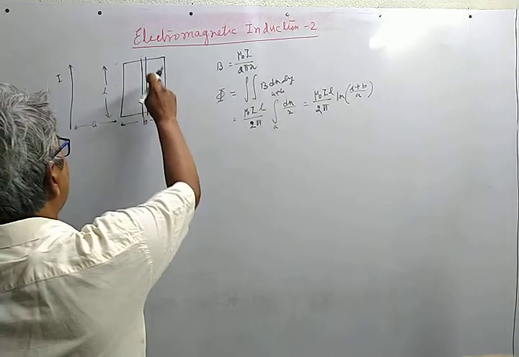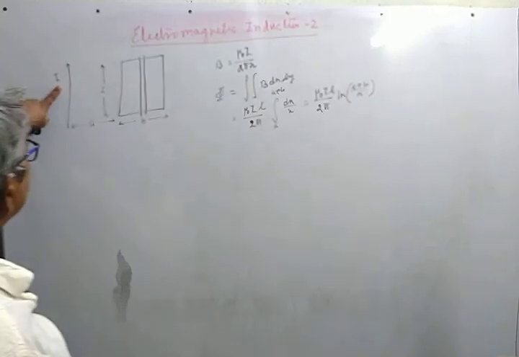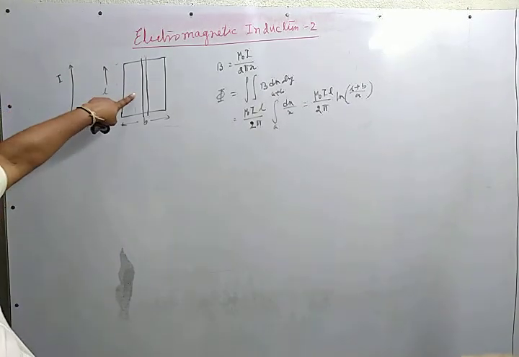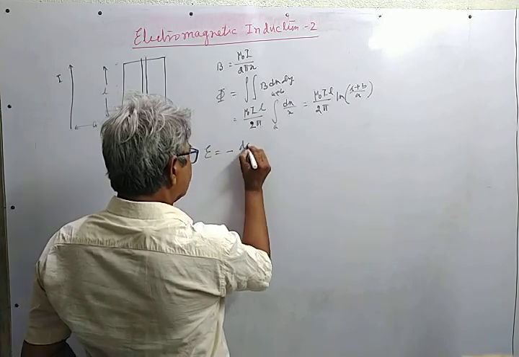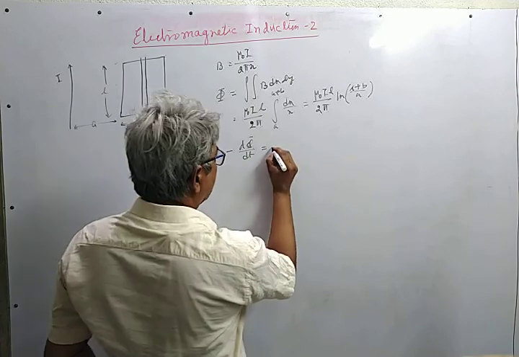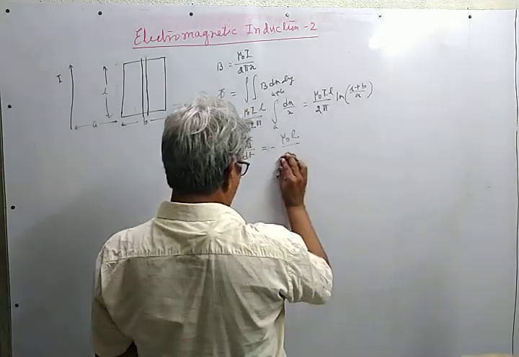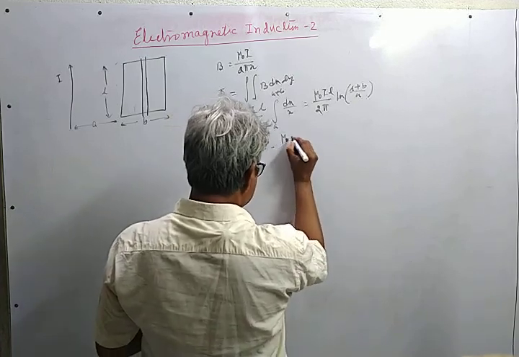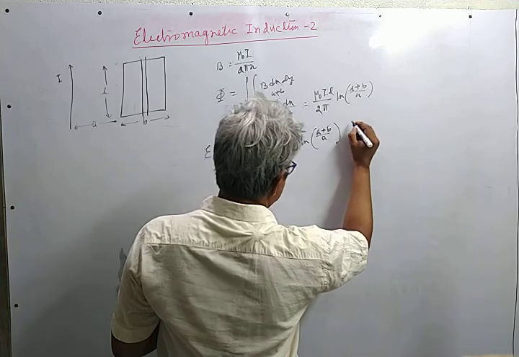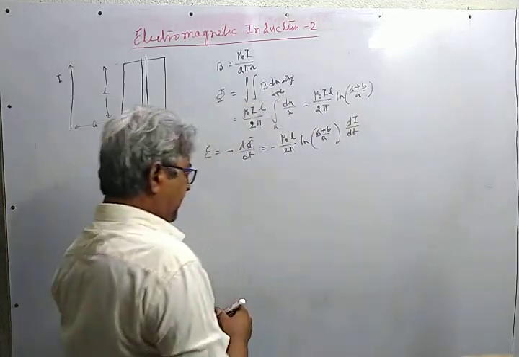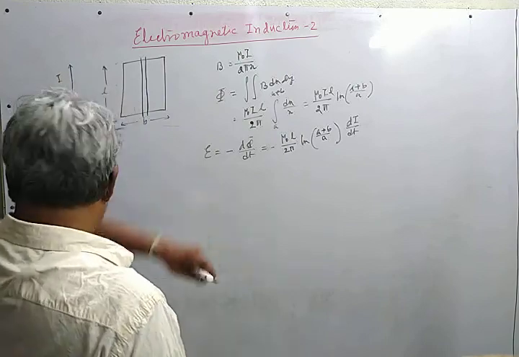Since this ring is fixed, the flux will depend on time only if I has a time dependence. That is, if the current is a steady current, the flux is linked with the loop, but no EMF will be generated. The induced EMF is mu 0 L upon 2 pi times only the time dependent part. If this is non-zero, EMF will be induced, otherwise no EMF will be induced.